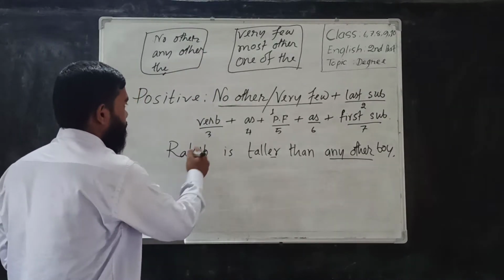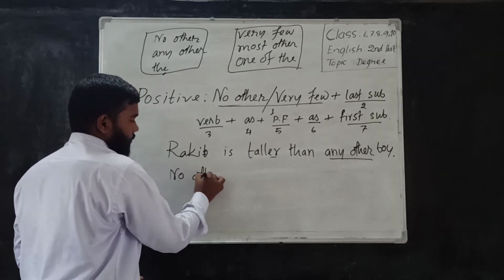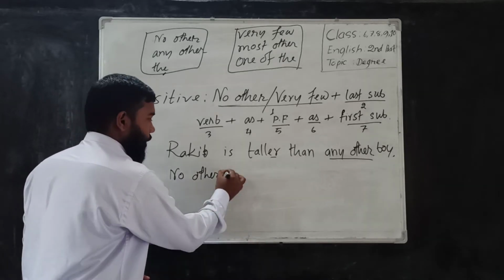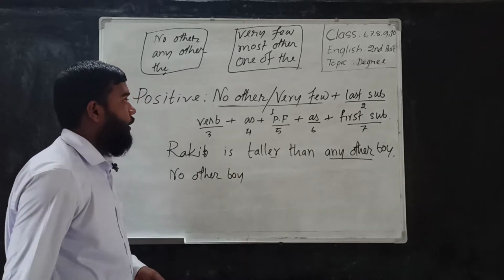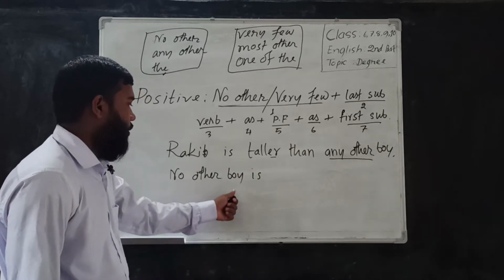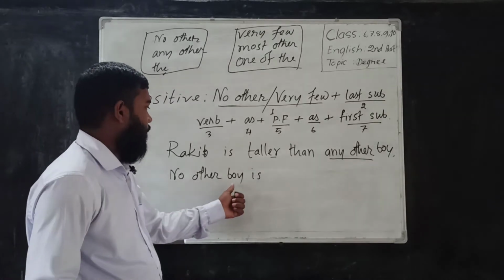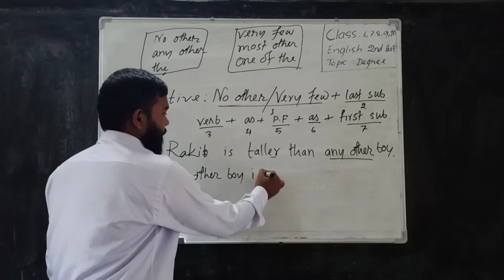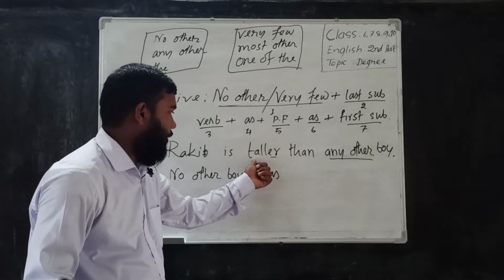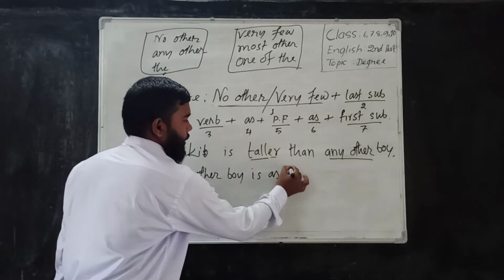Okay, first step, no other. First is complete. Second is last subject, boy. Then third is the verb, is. Here we go, is is the verb according to the subject. Verb may be changed. Okay. Fourth is as. Fifth is the positive form of the adjective. Tall. Base word tall. It's positive degree.